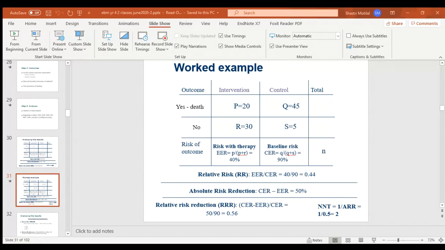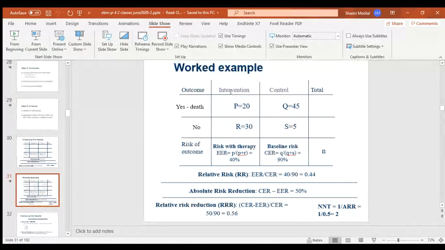If the control event rate and experimental event rate are equal, you're going to get a relative risk of 1. A relative risk of 1 means that both groups were the same. It means there were no differences between the treatment and the control. In other words, the treatment is as good as the control, no difference. So guys, keep in mind that a relative risk of 1 means no differences between the groups.